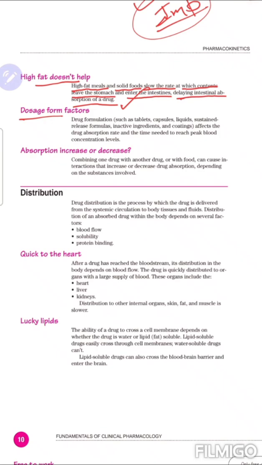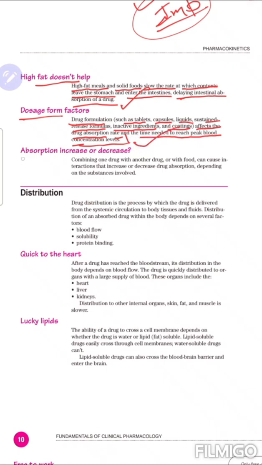Doses of the drug are very important. In which dosage form is the drug administered? It is directly or indirectly linked to our absorption process. Drug formulation, such as tablets, capsules, liquids, sustained release formulations, inactive ingredients, and coating, affects the drug absorption rate and the time needed to reach peak blood concentration. We all know that the form in which we take the drug always affects the absorption rate and the time needed to reach the peak blood concentration level.